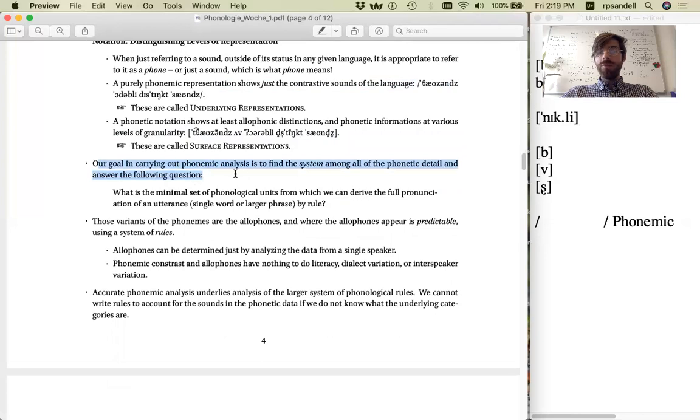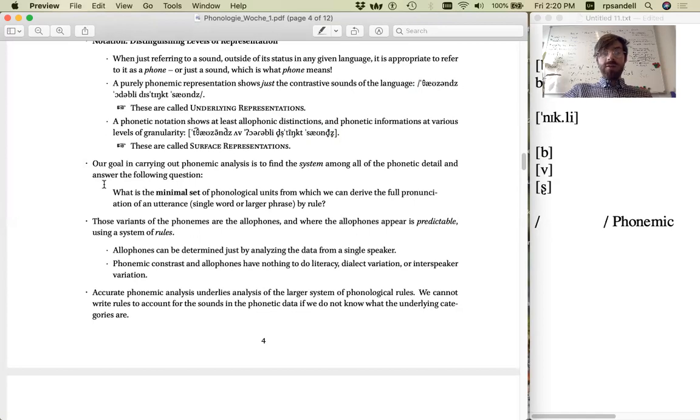Our goal in carrying out phonemic analysis is to try to find the system among all of the phonetic detail and answer the following question: what is the minimal set of phonological units from which we can derive the full pronunciation of an utterance, whether it's a single word or a larger phrase, by the application of rules? When we have variants of phonemes that are predictable, and we can predict where certain allophones occur using a rule, then we can talk about allophones. There is finer-grained phonetic variation that occurs in a not so clearly rule-governed fashion, and in those cases it's not clear we should really speak of major allophones.